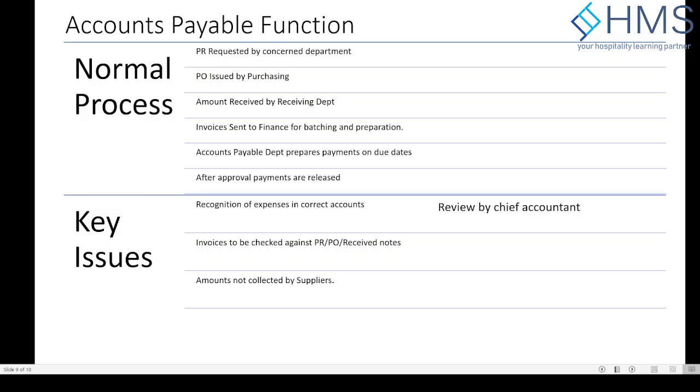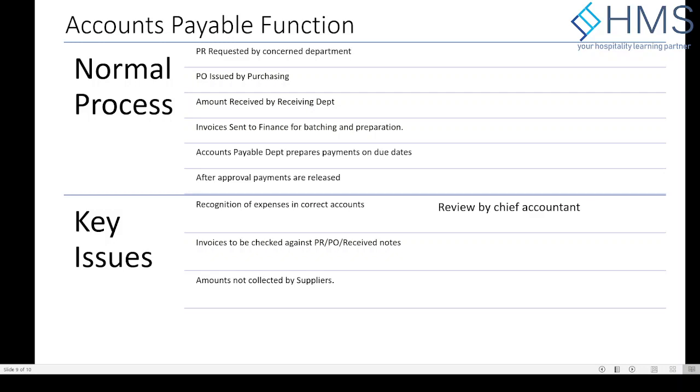So accounts payable had made the process already. They have already prepared everything. The payments are ready. The checks are ready or cash is ready, but the amount is not collected by suppliers. So what do you do then? Do you have to keep on waiting, or do you have to call the supplier, or what do you do?